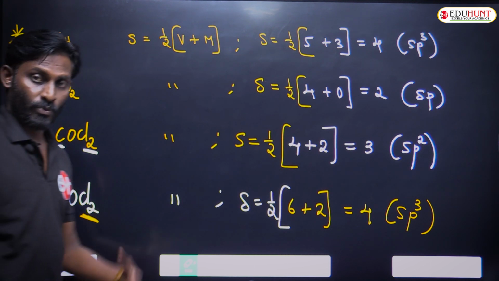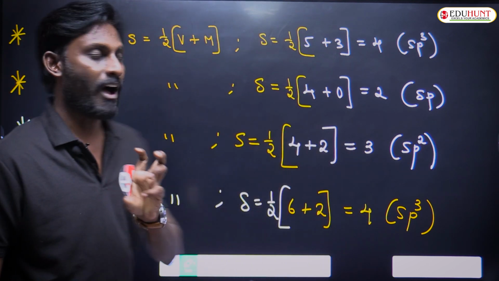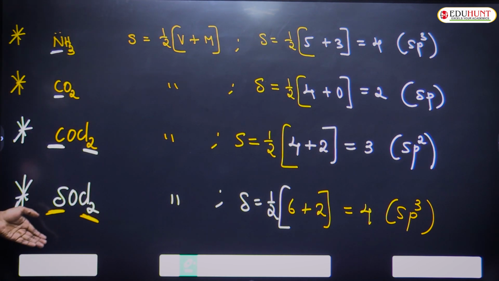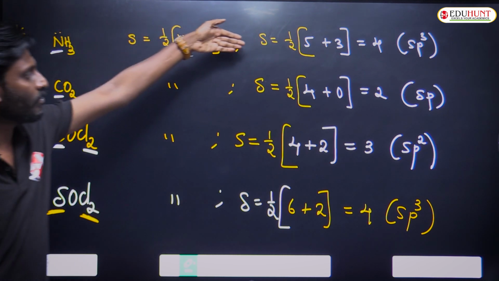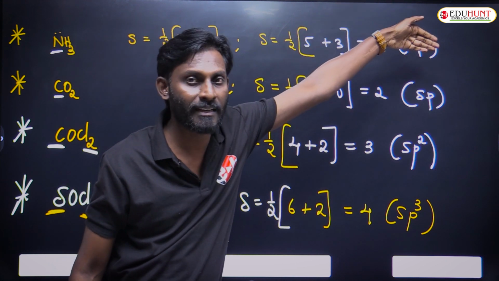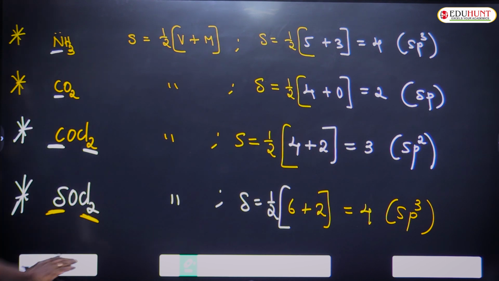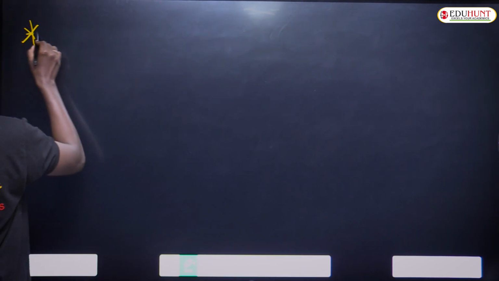Okay. So by simply looking at the formula of the neutral molecule, we just calculated the S value. With that S value, we determined the hybridization of the central metal atom. So these are all the examples for neutral molecules. Let's do some cations and anions also.